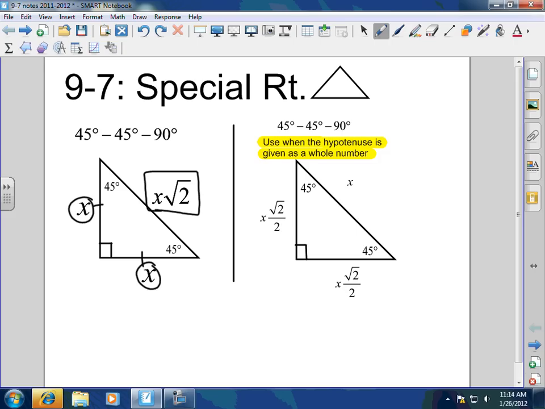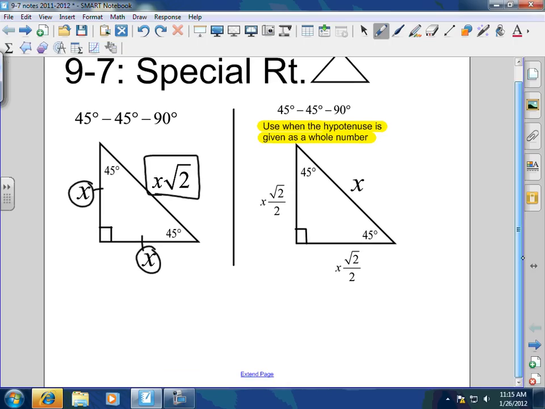Okay? So if I give you the side of 5, then the other side is 5. The hypotenuse is 5 square root of 2. Done. Now, what happens when the hypotenuse is a whole value? You use the following formulas when the hypotenuse is given as a whole number. When the hypotenuse is a whole number, the legs are simply the value of the hypotenuse times the square root of 2 over 2. And I'm going to show you the mechanics of this right now.